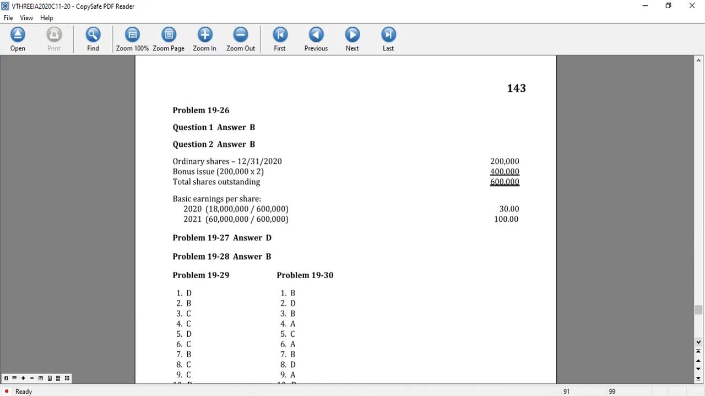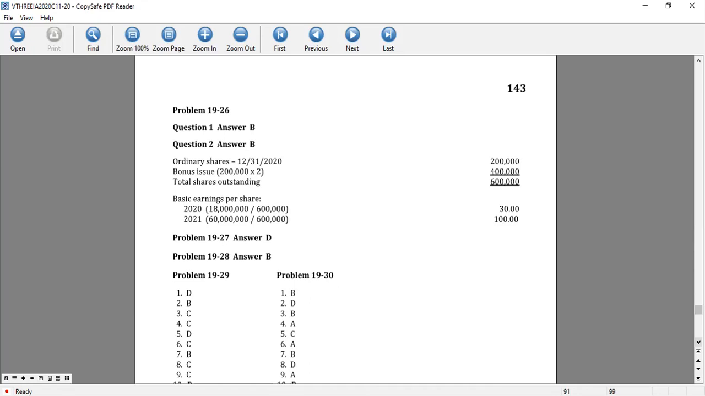So the total shares outstanding is equal to 600,000. The basic earnings per share in 2020, the income of 18 million divided by 600,000 shares, so we get 30. In 2021, 60 million divided by 600,000 shares, we get 100.